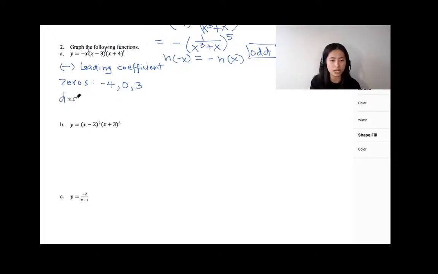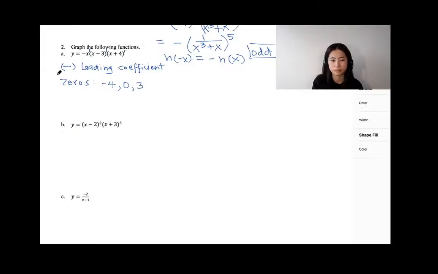The degree of your function is 3. Okay, so why does the degree matter? Well, the degree matters because at least you know which quadrants it passes through, right? Because you're thinking about an odd function versus an even function. This is what I tell my students to really remember during the test.